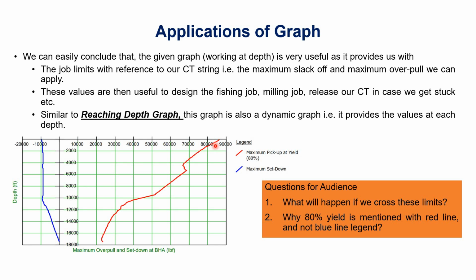And the second question is, if we look at this legend, here it is written that maximum pickup is at 80% yield. That is, for this overpull limit they have used 80% yield. Why isn't it used for the maximum set down? Why is 80% yield mentioned with the red line and not the blue line legend? So I'll be waiting for your response to this question.